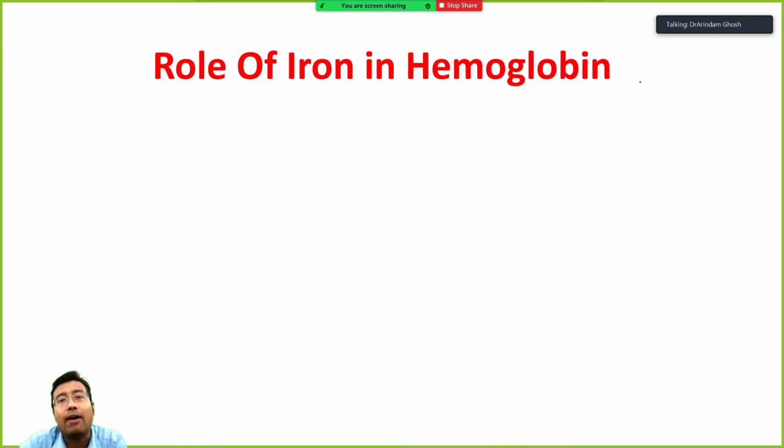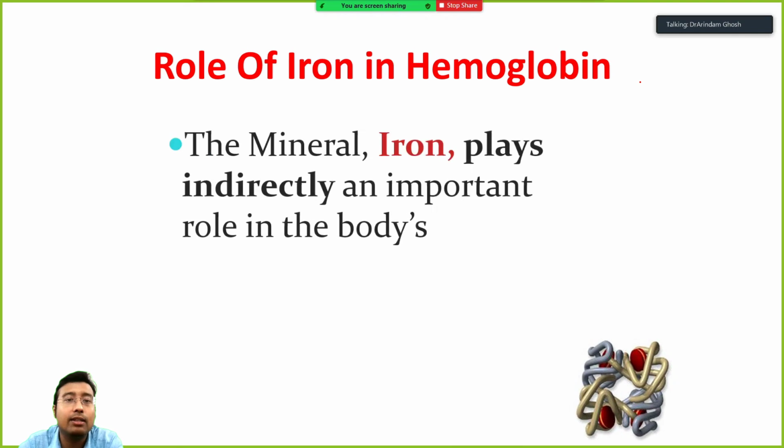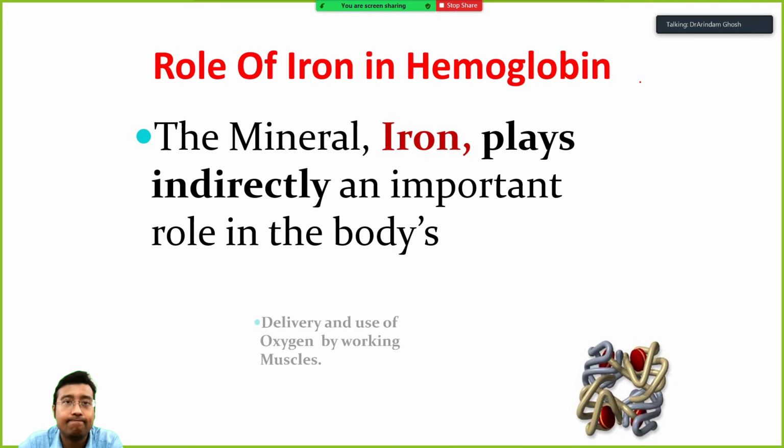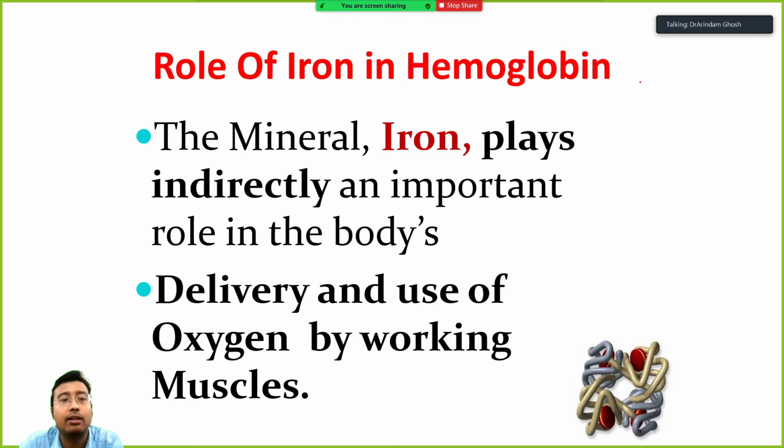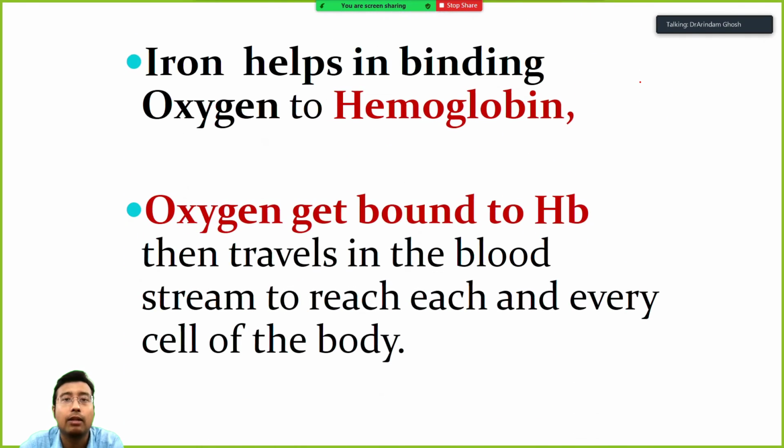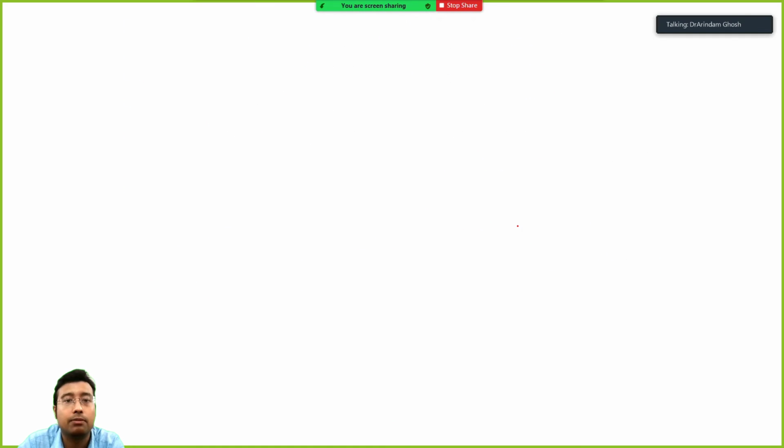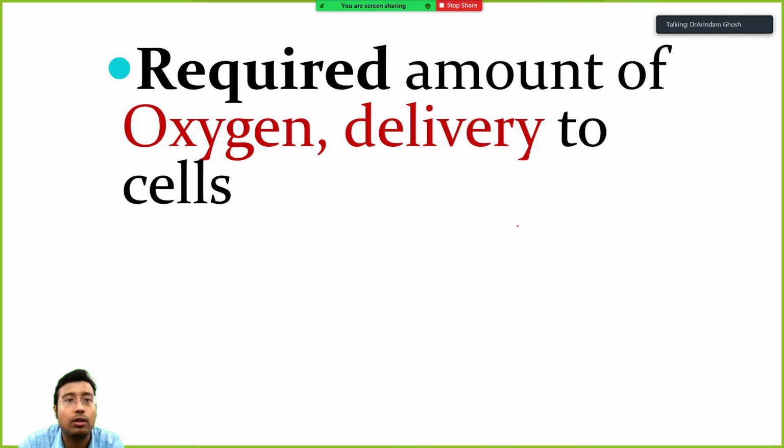What is the role of iron in hemoglobin? Even if I don't teach you, you'll be able to tell. The main role is carrying of oxygen, delivery and use of oxygen by blood and muscle. So this is the most important role that iron plays. Iron helps in binding of oxygen to hemoglobin. Oxygen gets bound to hemoglobin and reaches every corner and every cell of the body. Fine, there is no dispute.